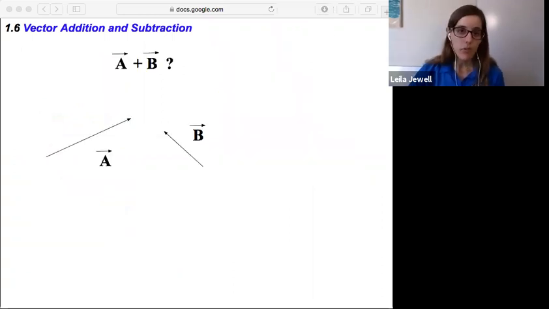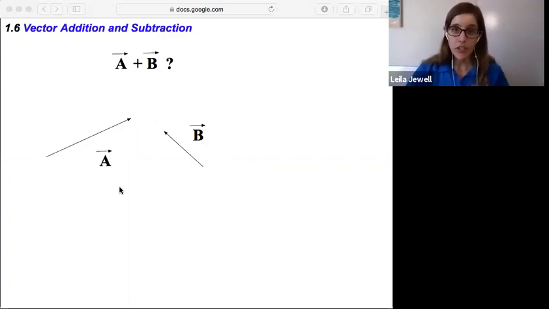So first, if we want to add A plus B, we have these two vectors, A plus B. I encourage you to draw them on your page, see what you come up with as a resultant. So go ahead and pause and do that. Okay, I'm going to hope that you did that.